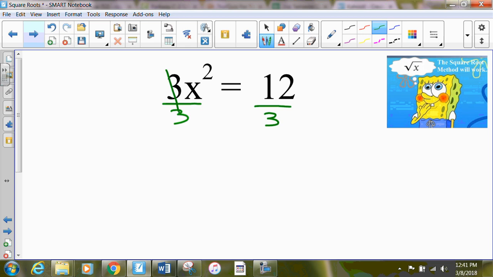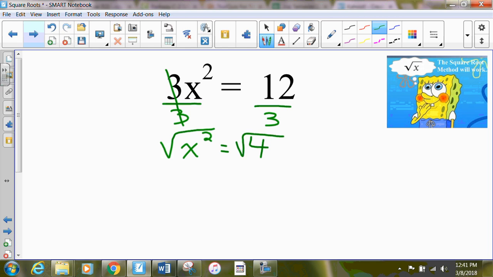And 3 divided by 3 is 1, right? And 1x squared is just x squared. And then 12 divided by 3 is 4. So when I have x squared by itself on one side of the equation, I know that I can get x by itself just by doing the opposite of a square, which is a square root. But what I do to one side, I better do to the other.